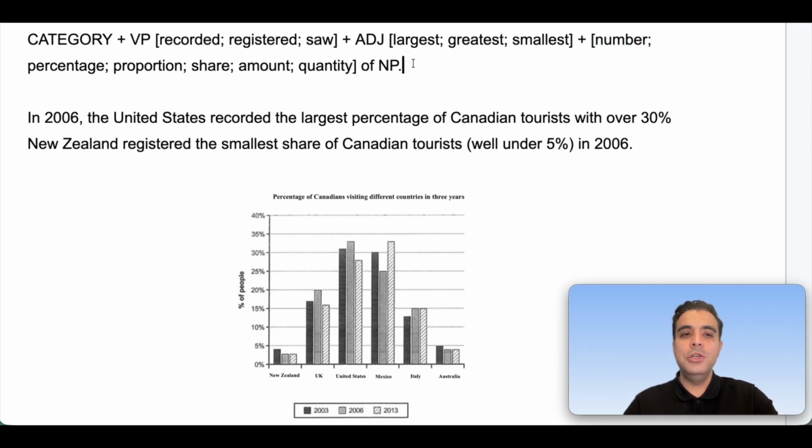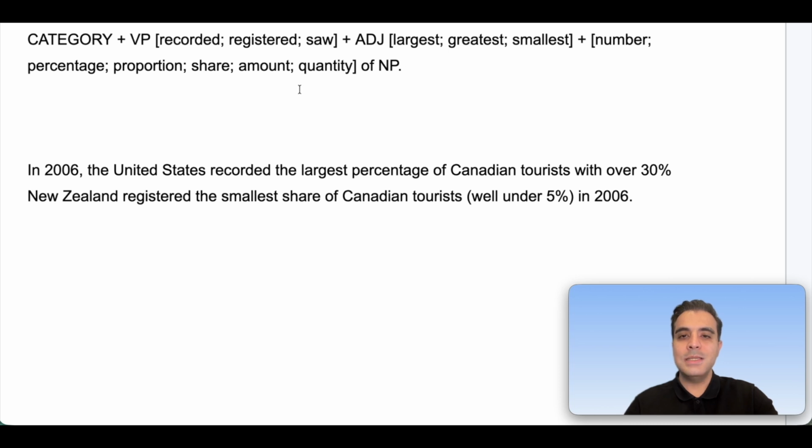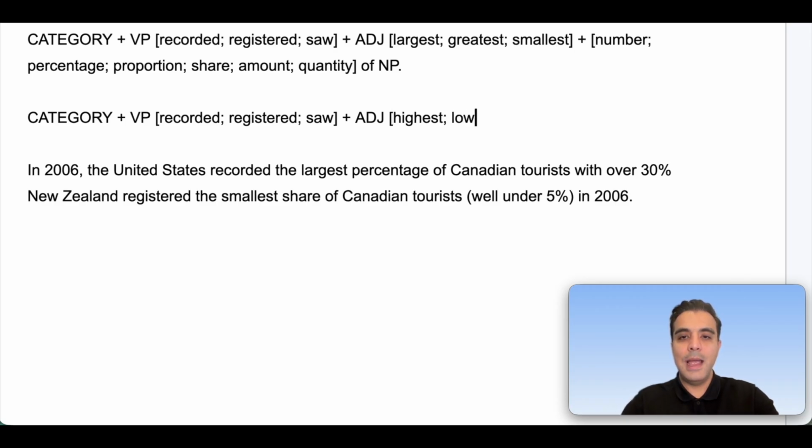But what if you want to use a different set of superlatives? Is that possible? Yes, it is. So I'm going to rewrite this structure. So again, category, verb phrase, and let's see if we can come up with something a little different this time. The verbs are the same, so recorded, registered, saw, and then for the adjectives, this time we're going to go with highest and lowest.